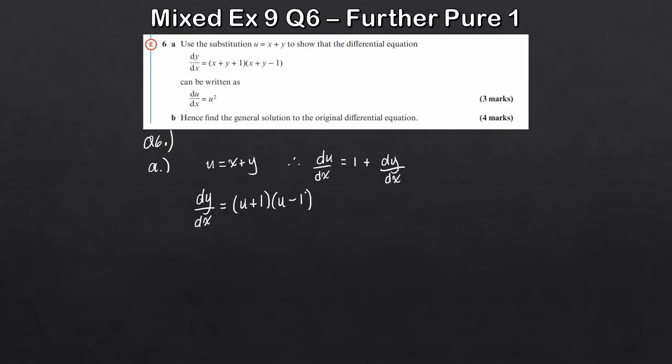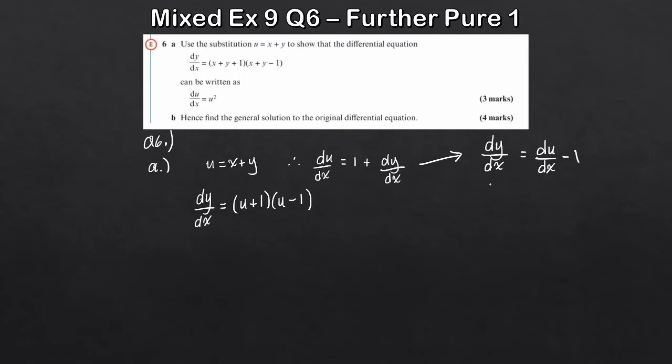What we're also saying here is that dy by dx, I should say, is also equal to du by dx minus 1. So using this, dy by dx is equal to du by dx minus 1. Now we just piece everything together, and we get this nice expression that we're given. So how do we do that?